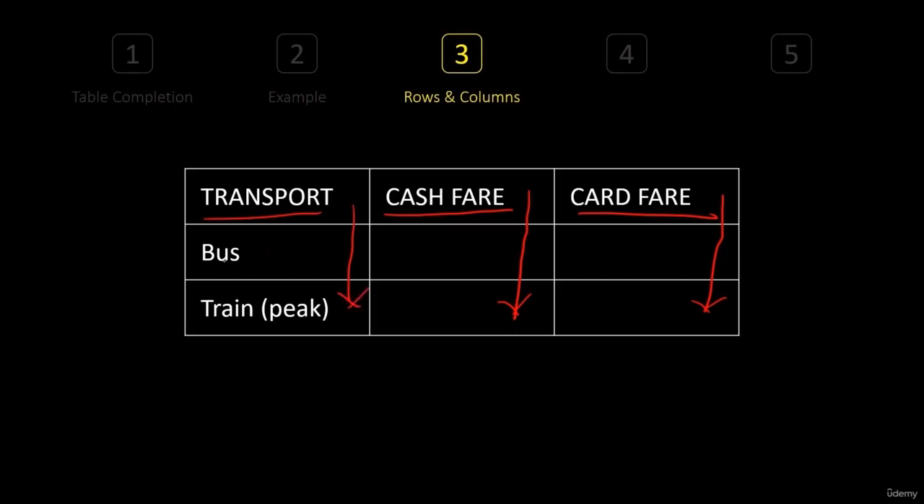Now look at the rows, right? Bus, when they talk about bus cash fare, they're going to talk about this row. In the same way, for train in peak, they're going to talk about this row. The rows and columns will provide you information about what will be here, so in a way you can predict from here using rows and columns.